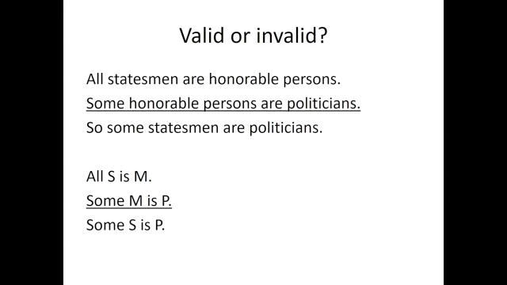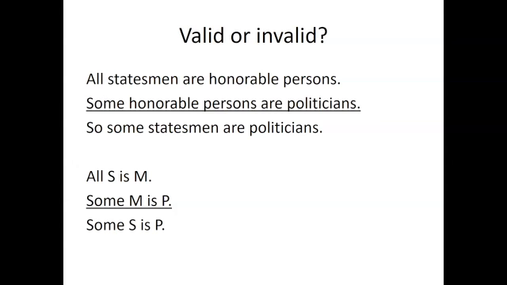Okay, here's another one. All statesmen are honorable persons. Some honorable persons are politicians. So some statesmen are politicians. And that has the form all S is M, some M is P, so some S is P. Right. Now it has an affirmative premise, so it passes the first rule. There is no negative premise, and the conclusion is not negative, so that rule doesn't apply.